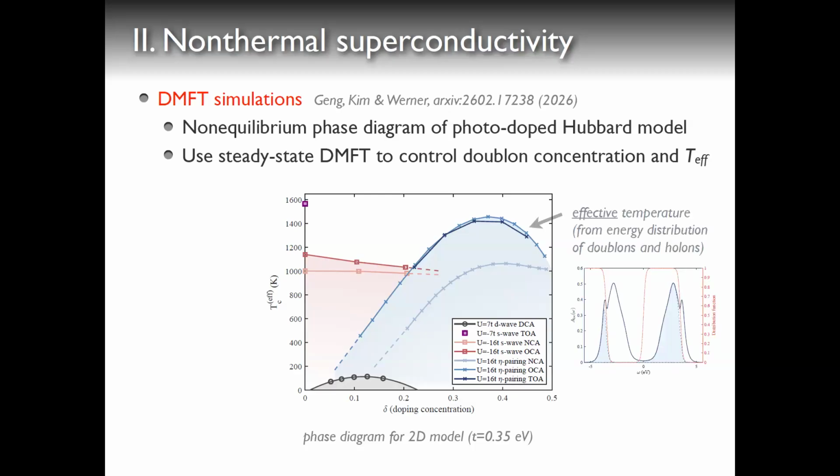So what is the effective temperature of a photodoped Mott state? Basically, for the doublons, these are the doubly occupied sites which occupy the upper Hubbard band. There is some energy distribution which we can fit to a Fermi distribution to define the doublon temperature. And similarly for the holes, we can fit the distribution to a Fermi function and define the temperature of the holes. And that's the effective temperature, which can reach these very high values of more than 1000 Kelvin.